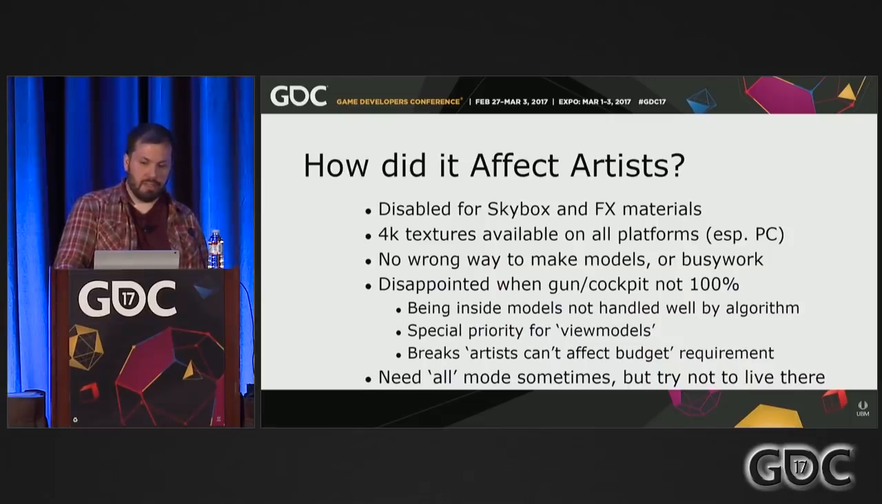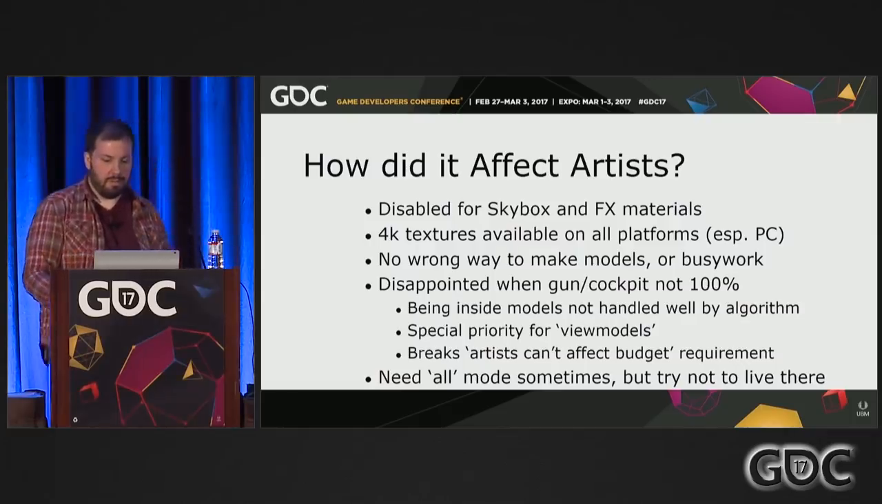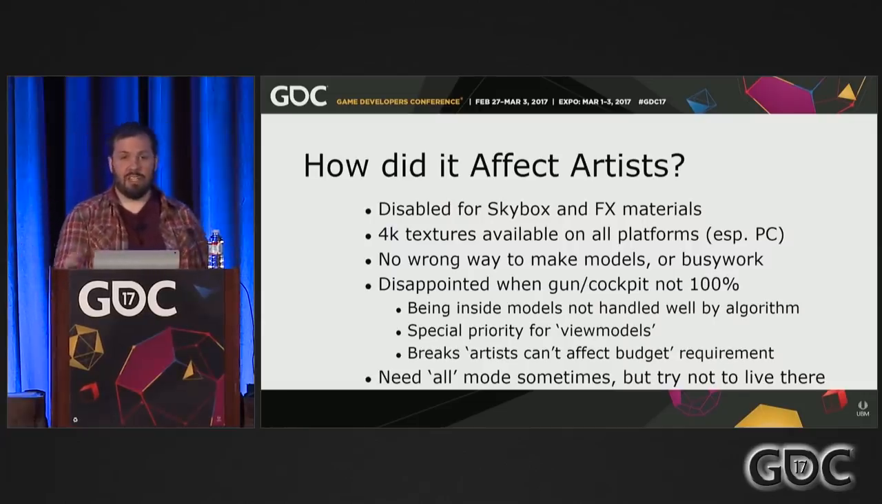So we call those view models, and we had to handle view models specially. We put a special bump on them so that they almost always will completely load in if they're visible. That breaks the rule that the artist can't affect the budget. So now anytime they add a MIP level to a gun or a Titan, it's going to definitely take memory and definitely reduce the amount of memory available to other textures, but that's okay. We just have to be careful there. And we try to encourage artists not to use all mode all the time. They like to use all mode because it loads everything in and it looks as good as it can, but we want them to see what the player's going to see.